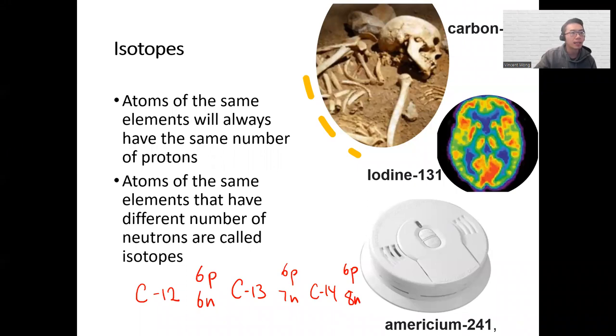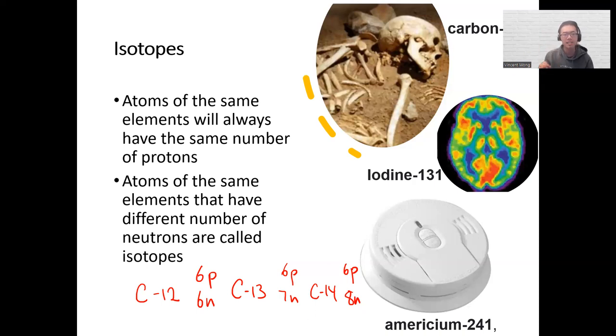Two questions in the chat. Can isotopes have less than the regular amount of neutrons? Yep, there is carbon 11, for example, but those tend to be unstable and they break down very, very quickly. And then there is another question. So do neutrons add weight? Absolutely. The more neutrons you have, the heavier it's going to be, right?